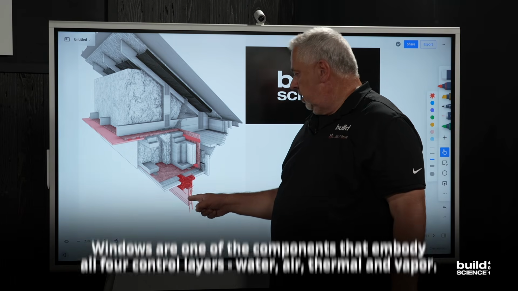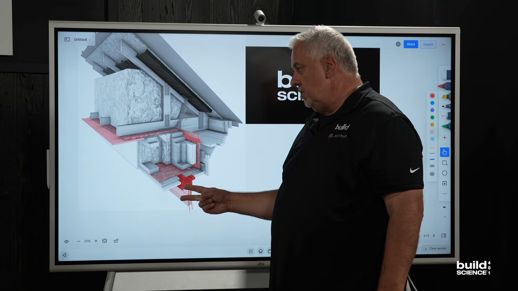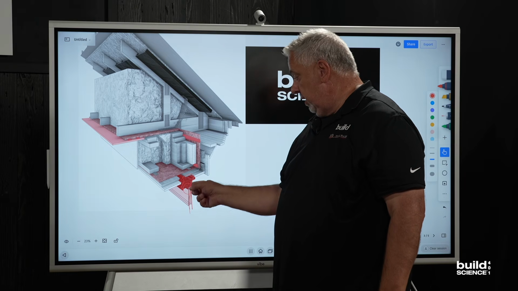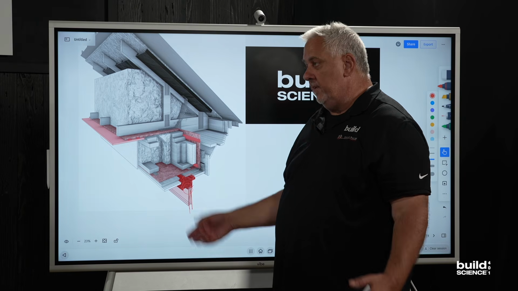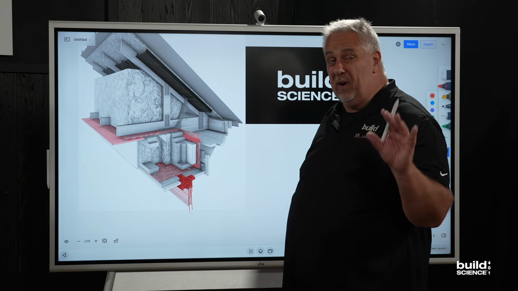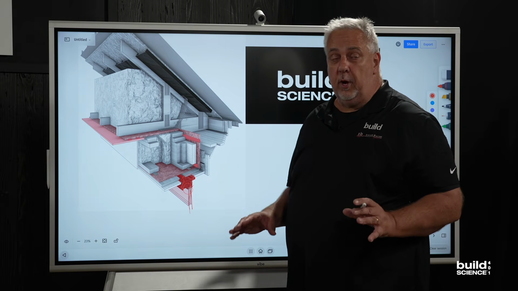Because that sheds water, it's in charge of air leakage, it is in charge of vapor control, and it is also thermally insulated because it has spaces and films and stuff. All 4 control layers are on the window. So that's how important windows are and window choices.